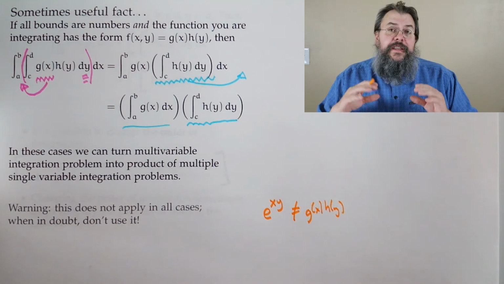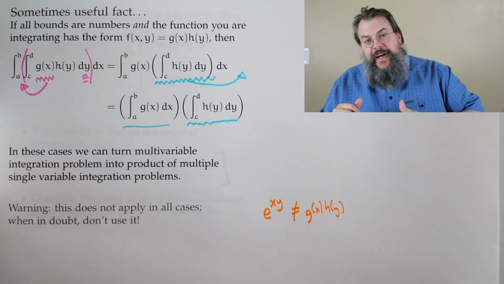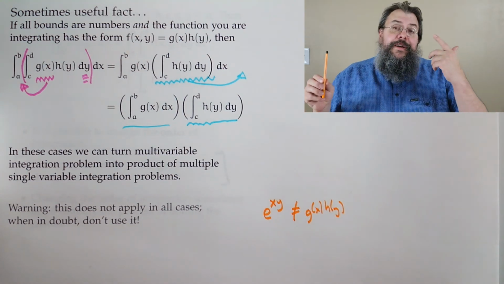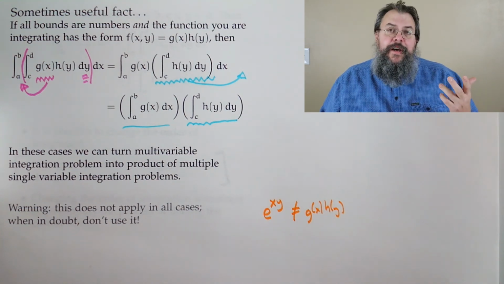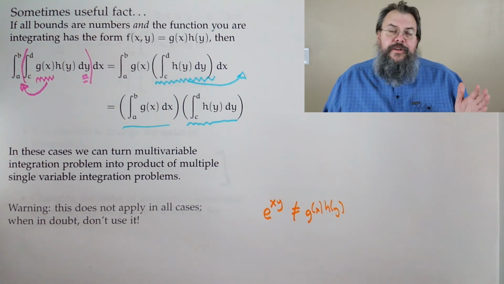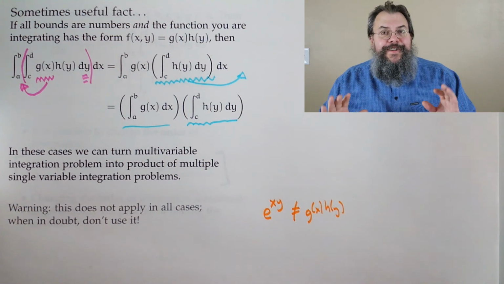And so this does have a lot of limitations. You have to be over a rectangle. You have to be able to write your function as a product. It will turn out that a lot of our examples have that format, and so this is just a shortcut, but only use it if you feel comfortable with it. If you don't feel comfortable with it, it's okay not to use it.